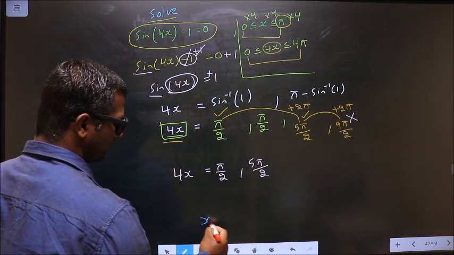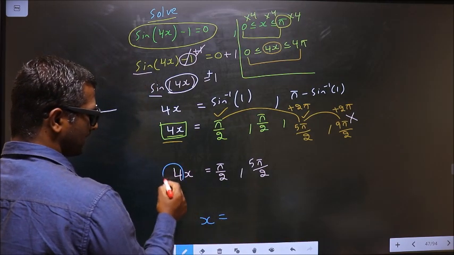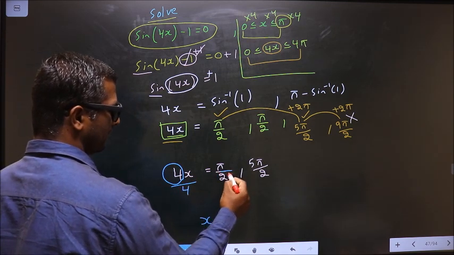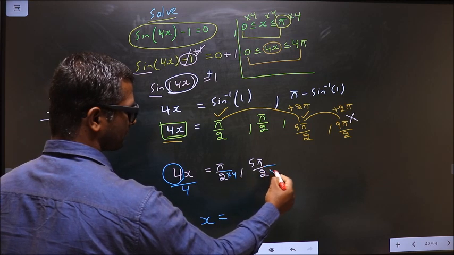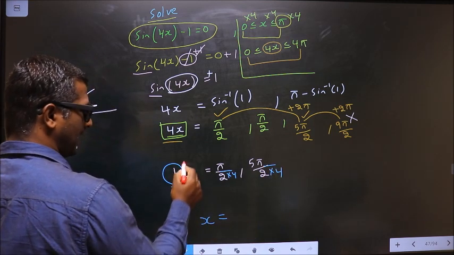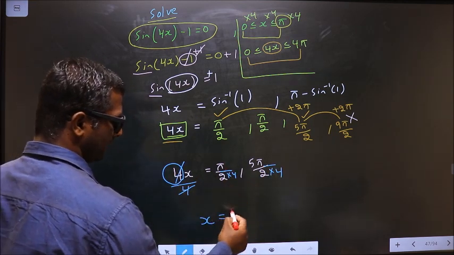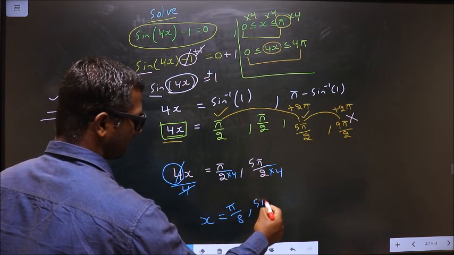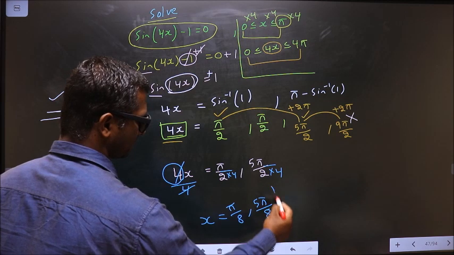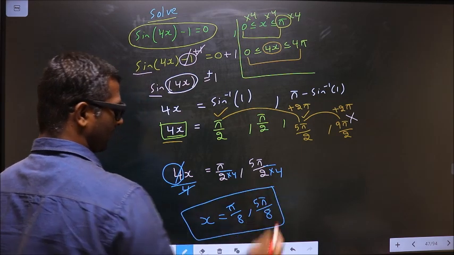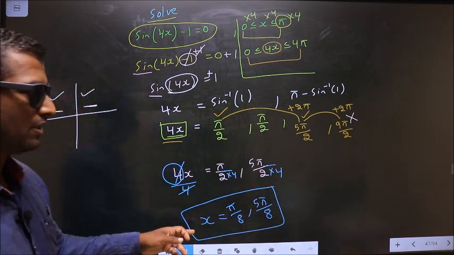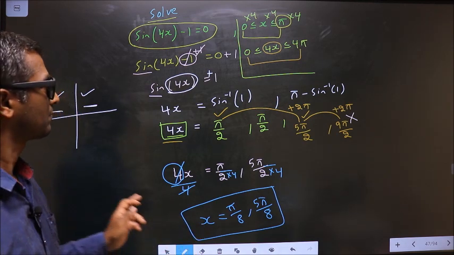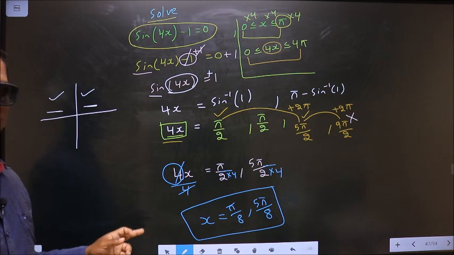Now to get the values for x, I should remove this 4. So to get rid of the 4, you divide by 4. So here it cancels out, resulting in x. Here we get pi by 8. Here we get 5 pi by 8. So these are the values we got for x. This is our answer. Am I clear?